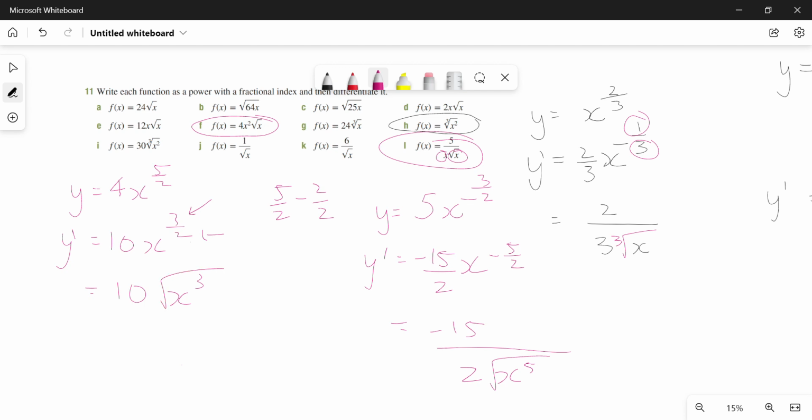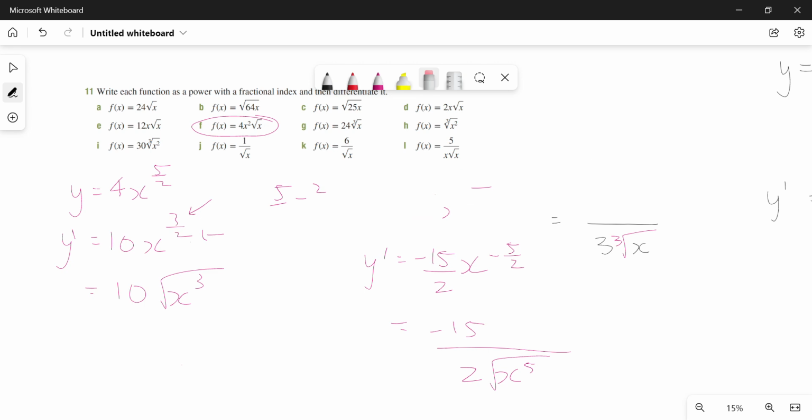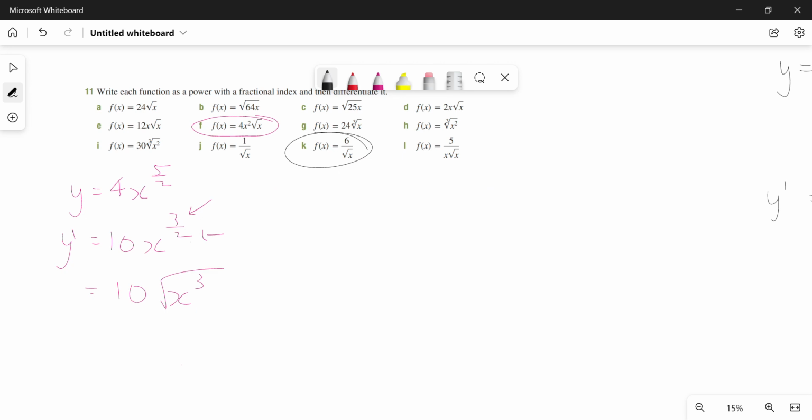I'll just do one more on the bottom, so this one here. Let's have a look at that one. Oops, sorry, just make some room here. So here we've got f of x is equal to 6. Now x is on the bottom, so to the power of minus, if I bring it up, and it's a square root, so it's to the power of a half.